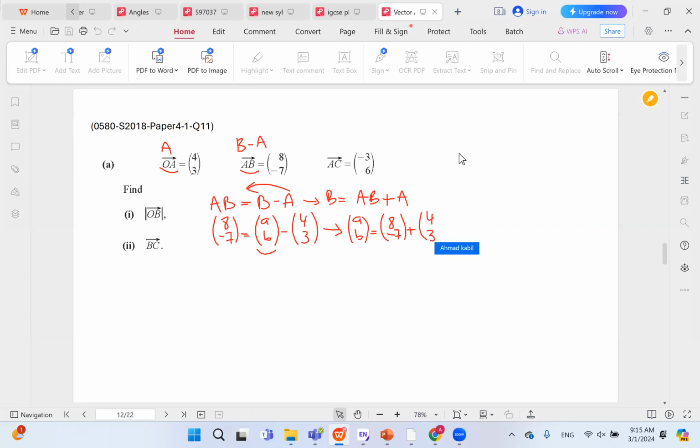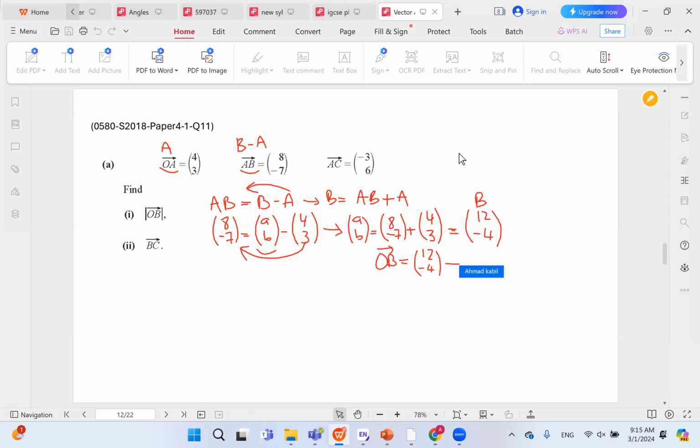This is another nice way to evaluate vectors. We just took this to the other side and we changed the sign so it became plus instead of minus. And we simply evaluate it in one shot like this. We get 12 and negative 4. So this would be the value of B as a vector or OB vector. That's 12 and negative 4.